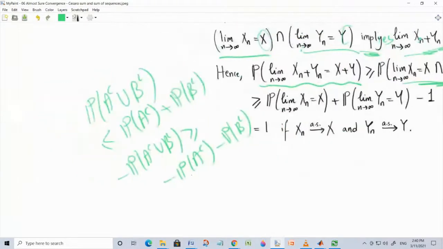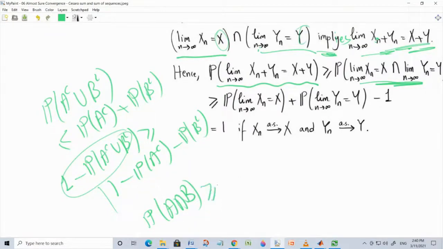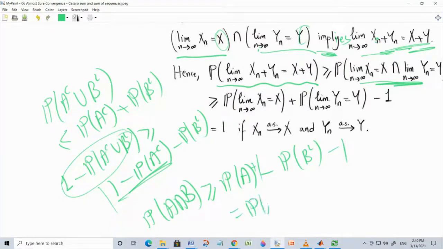Now add 1. Here, 1 minus the probability is 1. Now what is this probability? This is the probability of A complement union B complement, all complement, right? By De Morgan, this is the probability of A intersection B, which is greater than or equal to the probability of A minus the probability of B complement. So you can add 1 and subtract 1, and this is the probability of A plus the probability of B minus 1. So this is the probability of the intersection, and it is the union bound.